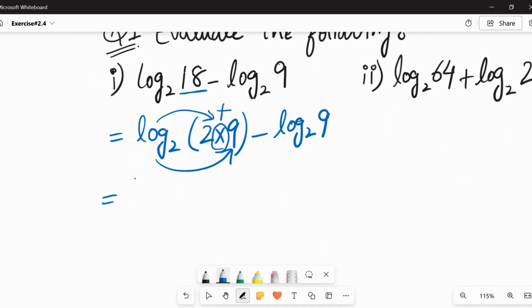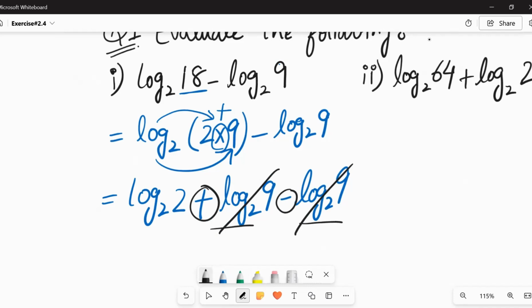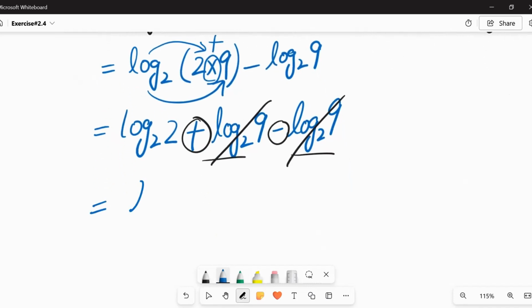This is one of the properties of the log. I'll write it like this: log 2 plus log 9, the multiply sign changes into a plus, and the minus remains as it is. Now see, these two terms are the same but with opposite signs, so they will cancel each other out. And what is left? Only log base 2 of 2.